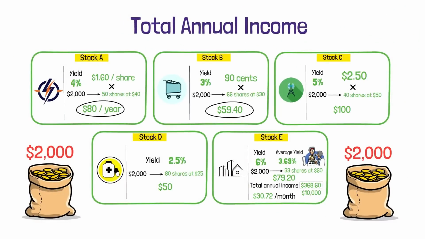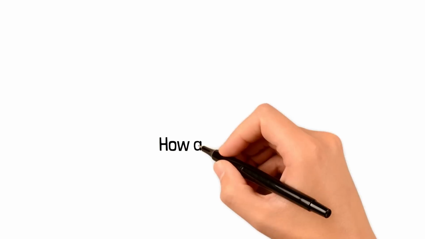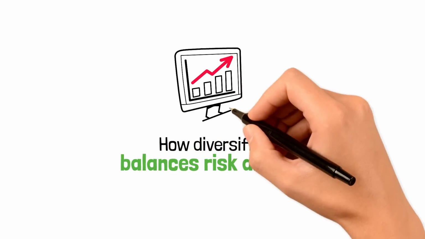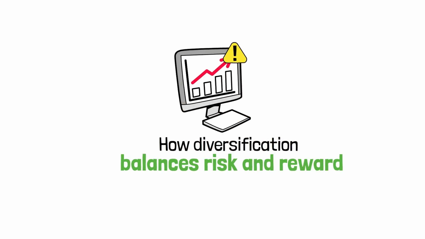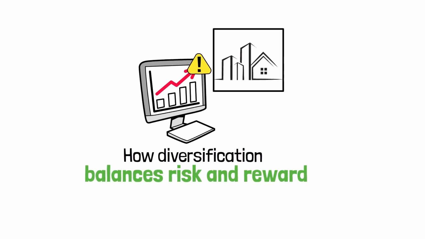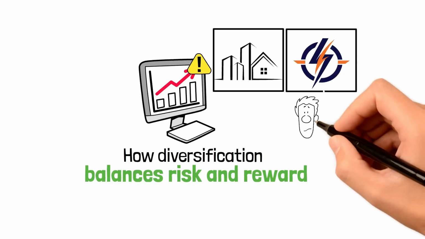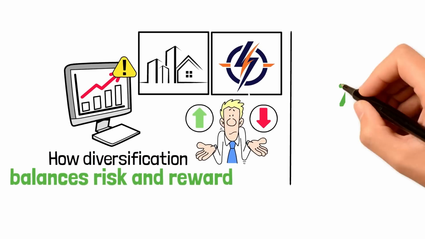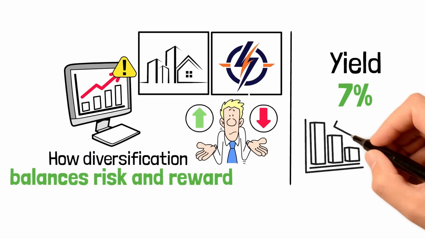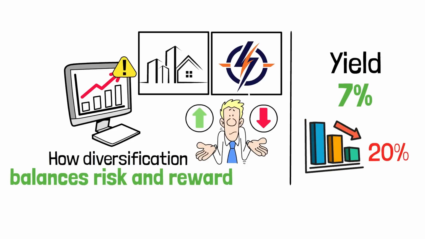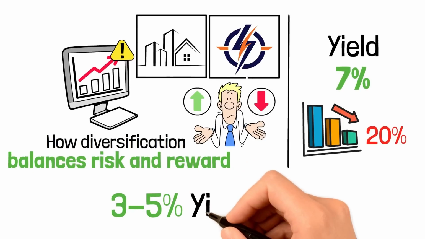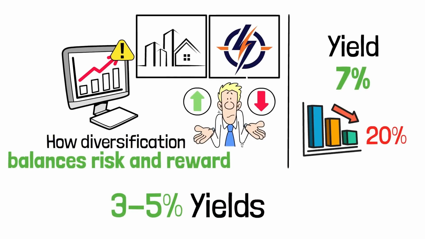This portfolio is just a starting point, but it shows how diversification balances risk and reward. You could tweak it to chase higher yields, but be cautious. High-yield stocks like certain REITs or energy companies can be tempting, but they're often more volatile. For example, a 7% yield sounds great, but if the stock price drops 20%, your total return could suffer. A balanced approach, targeting 3 to 5% yields from stable companies, is safer for beginners.